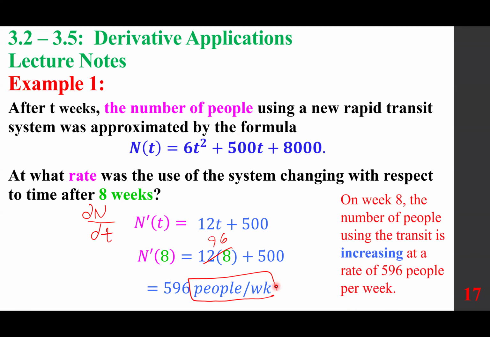What does it mean? On week 8, the number of people using the transit is increasing at the rate of 596 people per week. Why increasing? Because this is a positive value. If it were negative, we would not change anything except this one would change to decreasing.